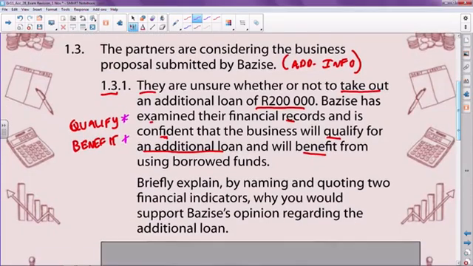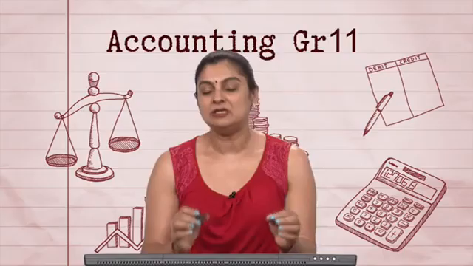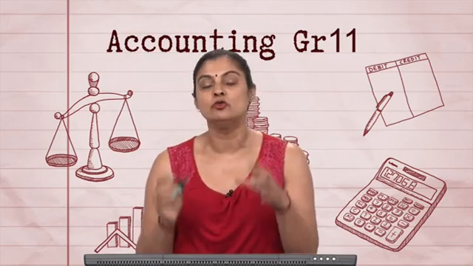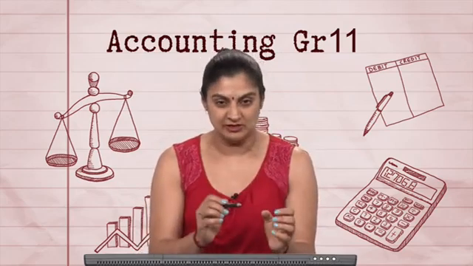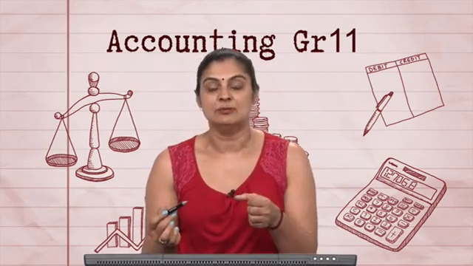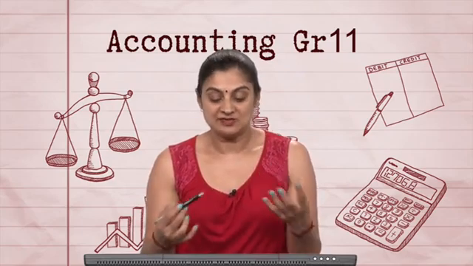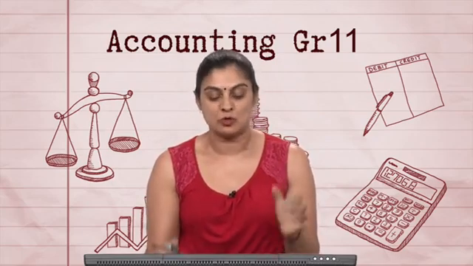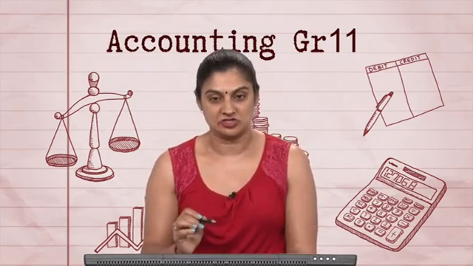Right, so the question: briefly explain by naming and quoting two financial indicators why you would support Bazi's opinion regarding the additional loan. Okay, so very, very important. Read your question carefully. They're not asking you, do you agree or do you disagree, like they normally do. Here they're telling you that you agree with Bazi, you support his business proposal, and they want you to justify, name and quote two financial indicators why you would support Bazi's opinion regarding the additional loan.